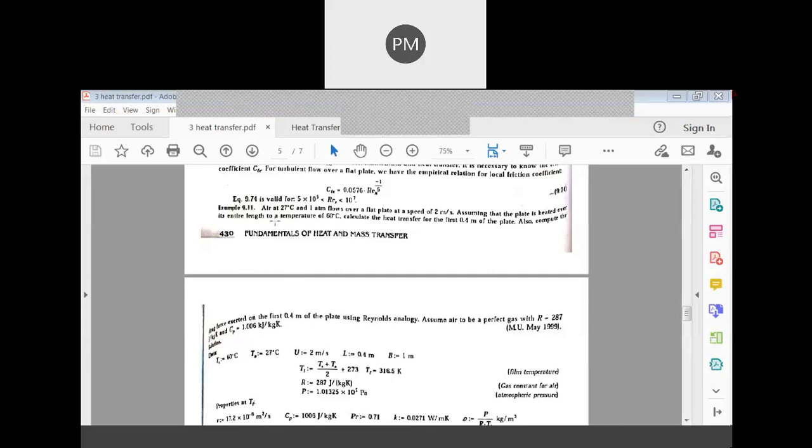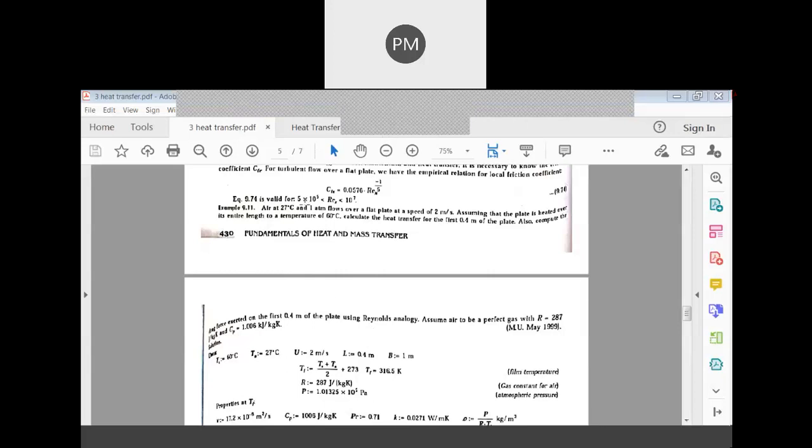See, in the problem they have told us that the air is at 27 degrees Celsius and the plate temperature is 60. We have to take the average temperature, so you add 60 plus 27, it will be 87. So divide by 2, approximately 43 or 44 it will come. Sometimes in the data handbook you may not get the exact temperature properties, so you can approximately take it.